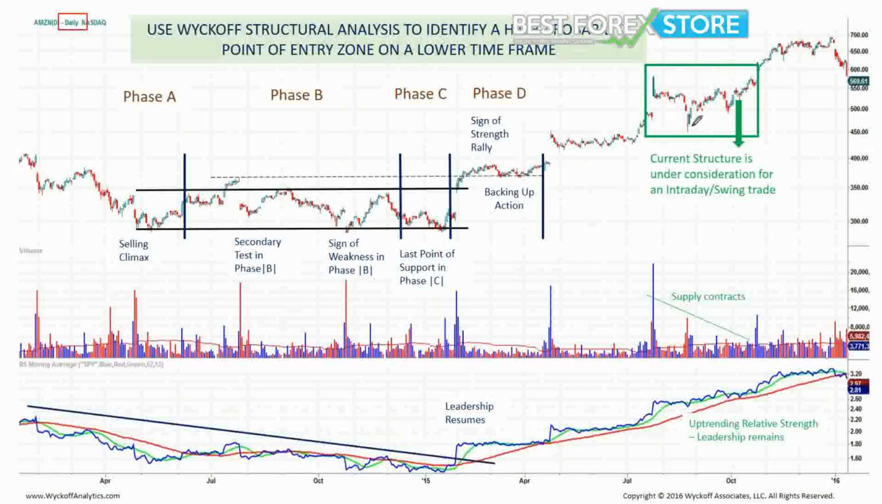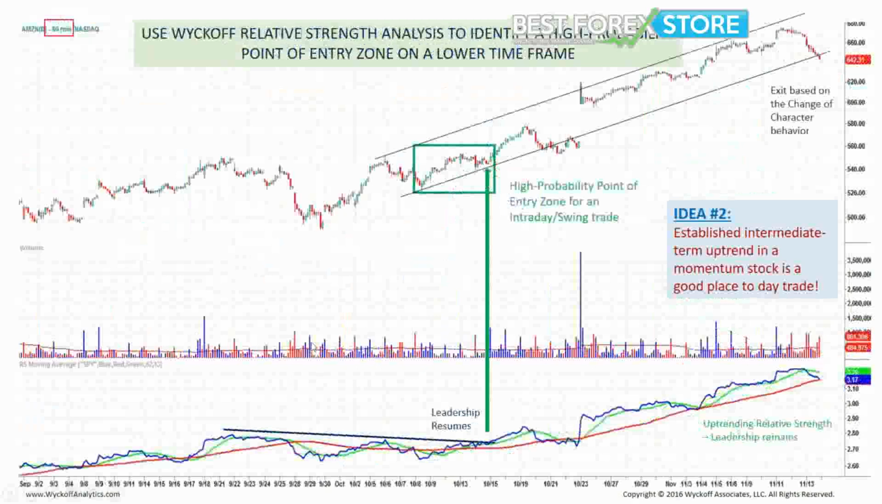Also, with the stepping stone structure or with any of the structures like this one, we want to look at the supply and demand signature. So we see that supply is contracting and the price is making higher lows. So that makes it a springboard that also indicates an absorption of the supply, where supply is contracting and the price is already registering higher lows. So that's a good place for us to start thinking about day trading this particular stock.